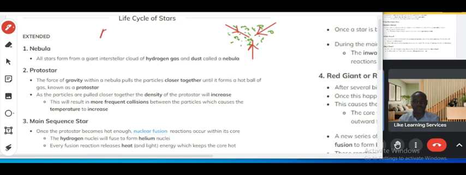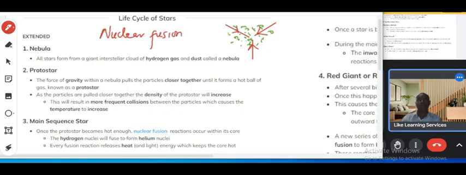I heard of it during the reactivity class. Yes. Nuclear fusion. And nuclear fusion is the joining together of small nuclei like hydrogen to form heavier nuclei, also releasing energy. So, I told you the gas particles in the nebula are mostly hydrogen gas and dust.